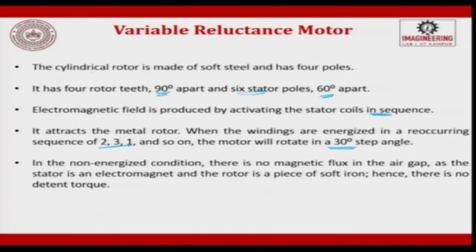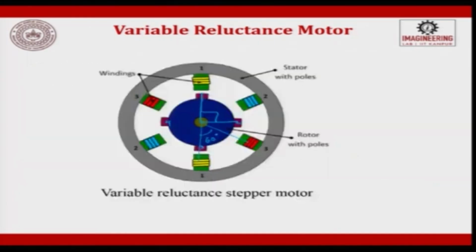In the non-energized condition, there is no magnetic flux in the air gap. As the stator is an electromagnet and the rotor is a piece of soft iron, hence there is no detent torque given by the motor. So, this is how a variable reluctance motor looks like.